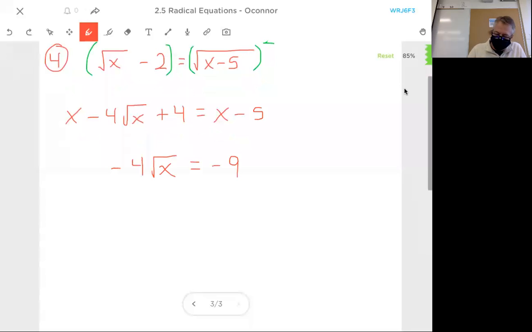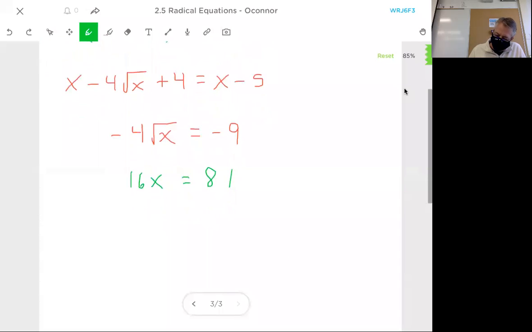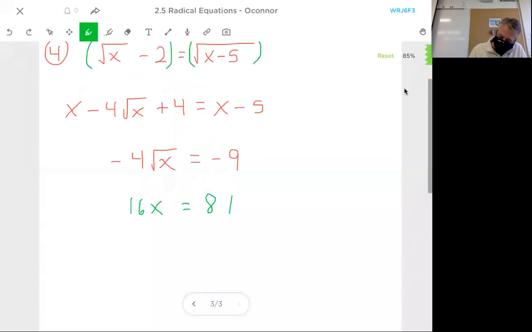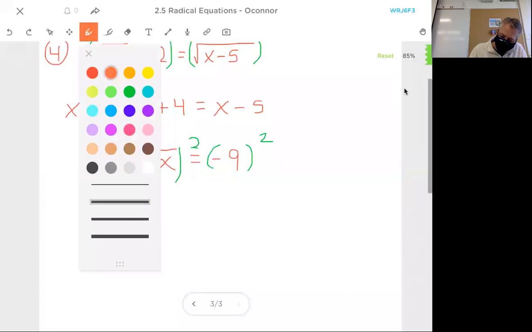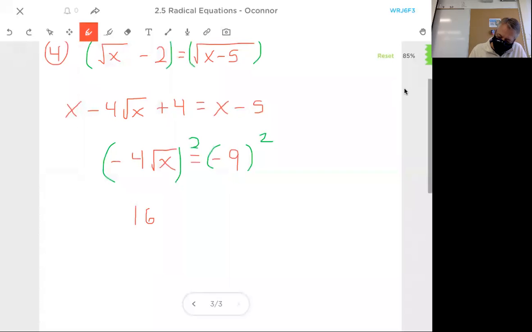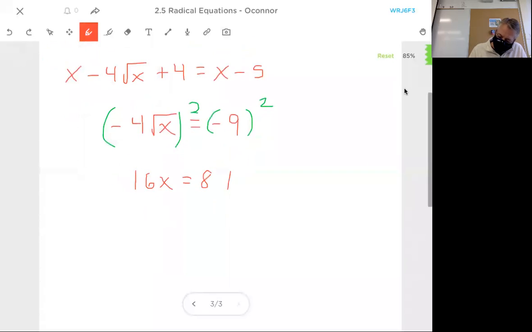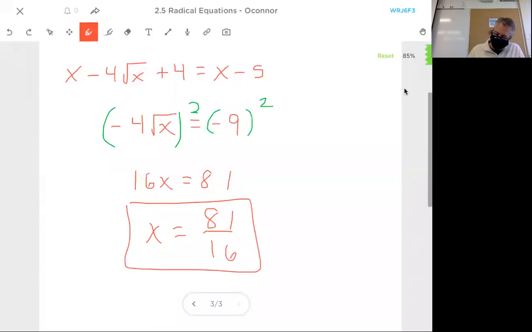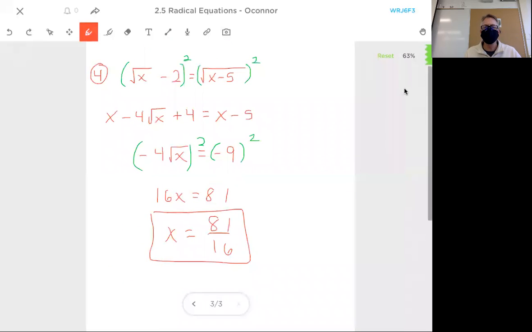And now I'm going to square both sides again. Now, when you square the left side, don't forget it's 16 times x. You have to square this and square this. And that equals 81. So I had 16x is equal to 81. So that means that x is 81 over 16. And that looks kind of ugly.